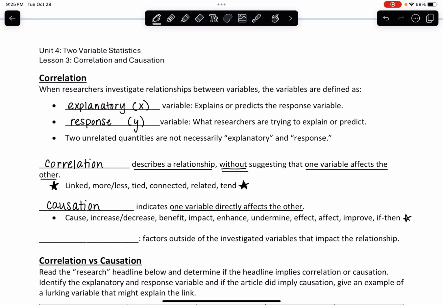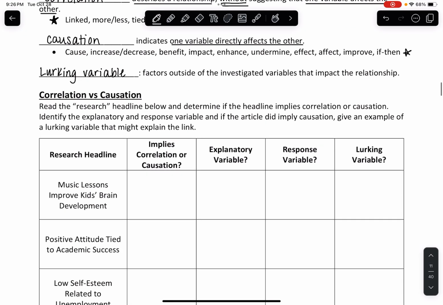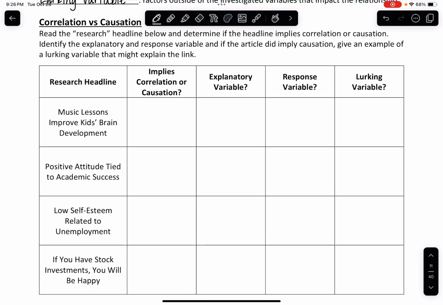And this is really important because when we're looking at causation, or we're thinking about a relationship between variables where one directly affects the other, we have to be careful of our lurking variables. And we briefly discussed these way back in Unit 1 when we talked about collecting data. Lurking variables are factors that are outside of what's being investigated that might impact the relationship that we're seeing. And we're going to take a look at some examples right now that's going to help you understand the difference between these.